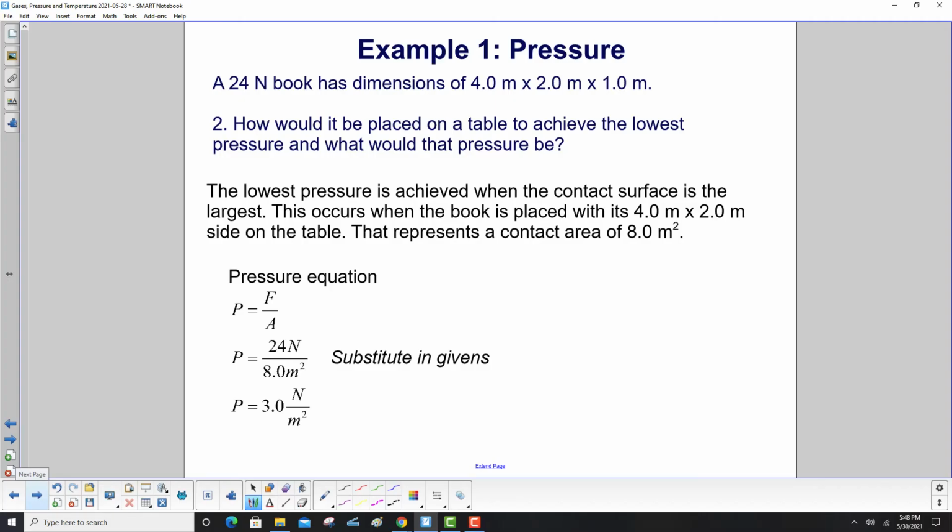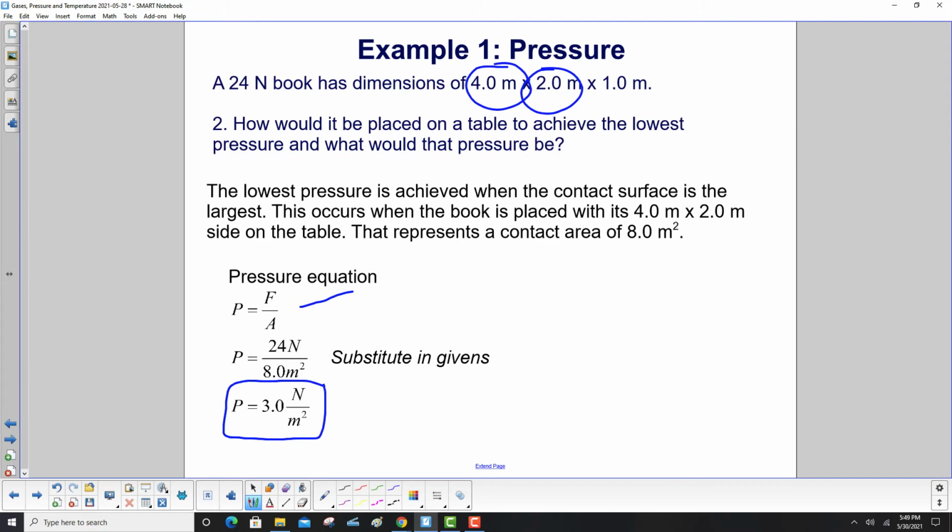The lowest pressure is achieved when the contact surface is the largest. And what's that going to be? The 4 by 2 meter side. That's a contact area of 8 square meters. Once again, pressure is force over area, 24 over 8 square meters, and we have a pressure of 3 newtons per meter squared.